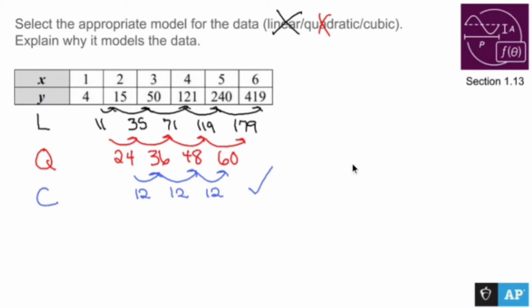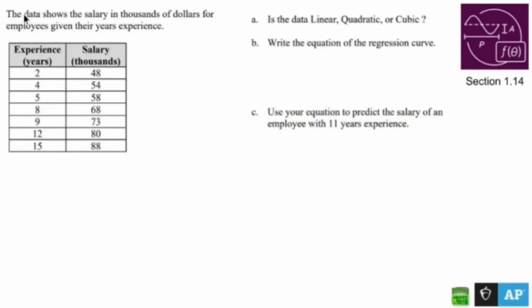Yep. So this is cubic because the rate of change of the rate of change of the rate of change are the same over equal length input value intervals. Isn't that fun? The data shows the salary in thousands of dollars for employees given their years of experience.